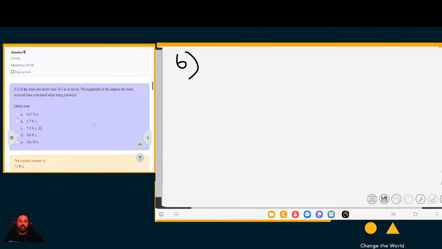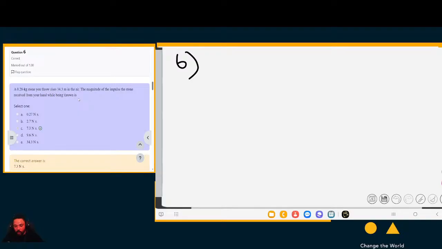Okay, now the question is: a 0.2 kilogram stone you throw, so you're throwing a stone and it rises 34.3 meters in the air. Okay, so you throw a stone upwards, it rises 34.3 meters in the air. The magnitude of the impulse the stone received from your hand while being thrown is.